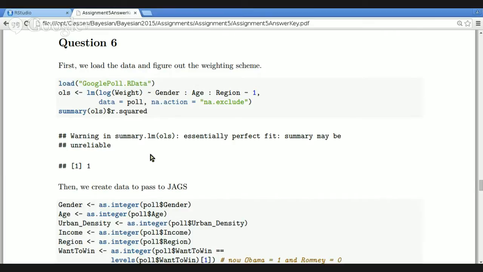And the sampling weights, yes? Just out of curiosity, is that a real poll, or did they really not answer the gender question that often, or did you make it missing? No, it's a real poll. Yeah, the only thing I changed was in the want to win, one of the answers was both third party and don't know combined into one answer category. So there was Obama, Romney, third party don't know. And I changed the third party don't know to missing. But other than that, it's a real poll.